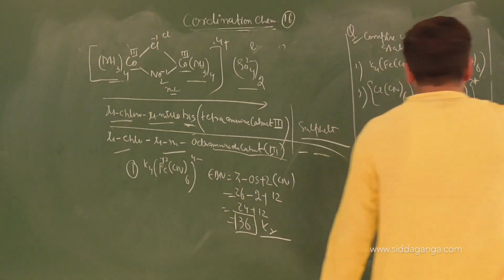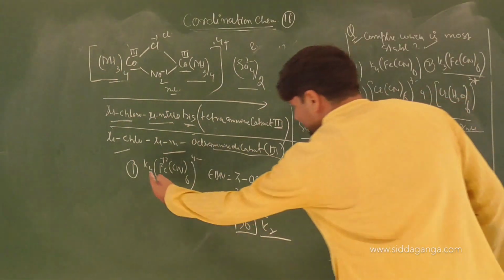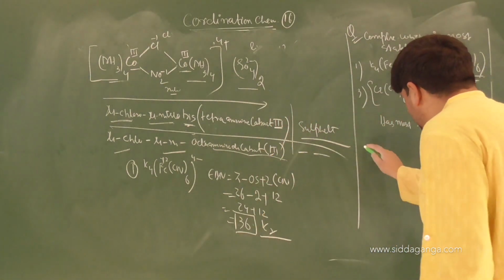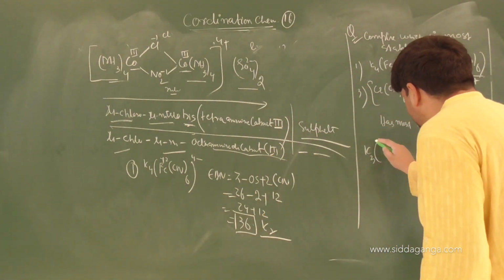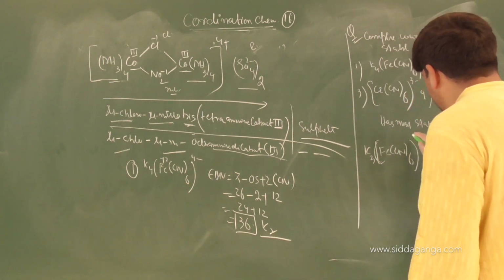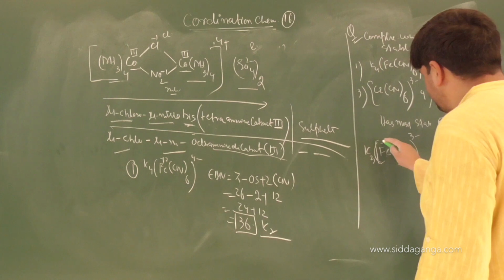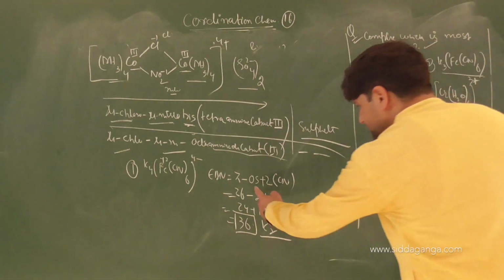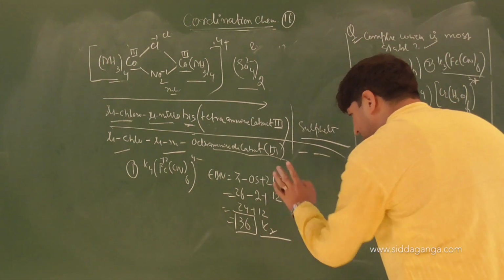Have a look at the next one. It is K3. What was here? K4. If now, children, I have K3[Fe(CN)6] and the charge of the complex will be 3 minus. This will be +3. That means the oxidation state will go from +2 to +3.